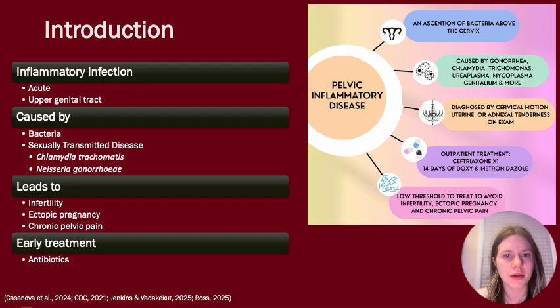Pelvic inflammatory disease, which is abbreviated as PID, basically remains a major cause of preventable infertility and ectopic pregnancies. So early treatment with antibiotics is essential to prevent damage to reproductive organs and also to prevent infertility or a future ectopic pregnancy.